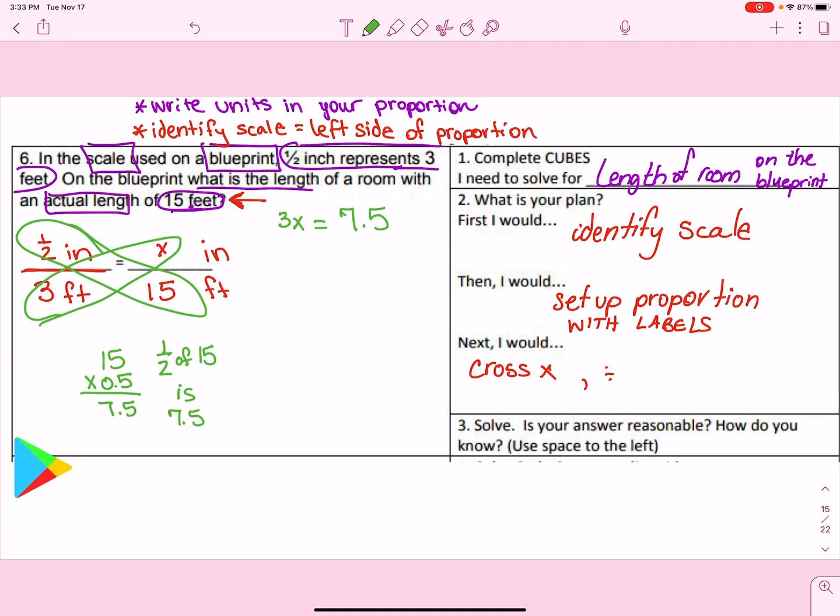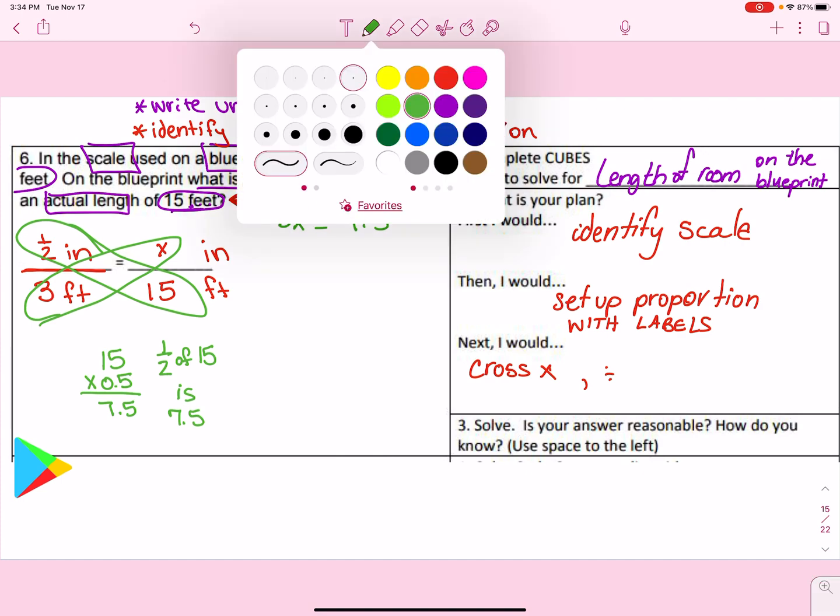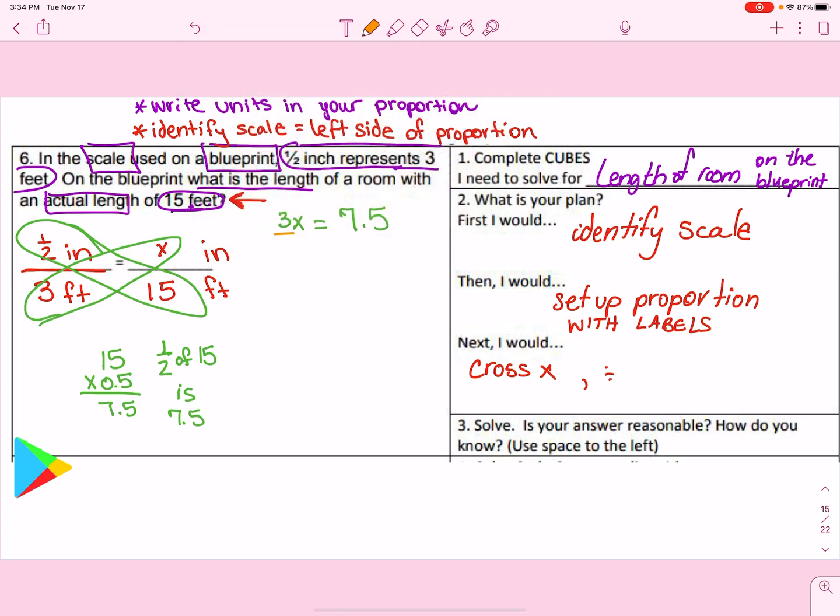Now, 3 times something is 7.5. That's not a whole number. That's not an easy calculation in our head. So let's go ahead and divide that out. 3 times something means opposite operations is division. So 3 goes into 7.5. 3 goes into 7 2 times. Subtract, bring that down. And 3 goes into 15 5 times. So x equals 2.5, and our unit is inches. There's our solution.